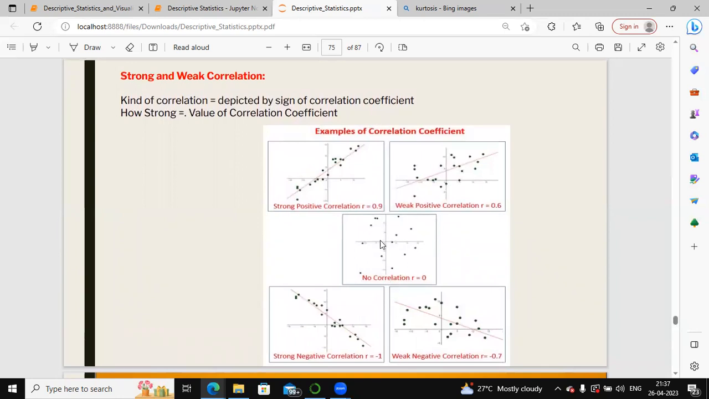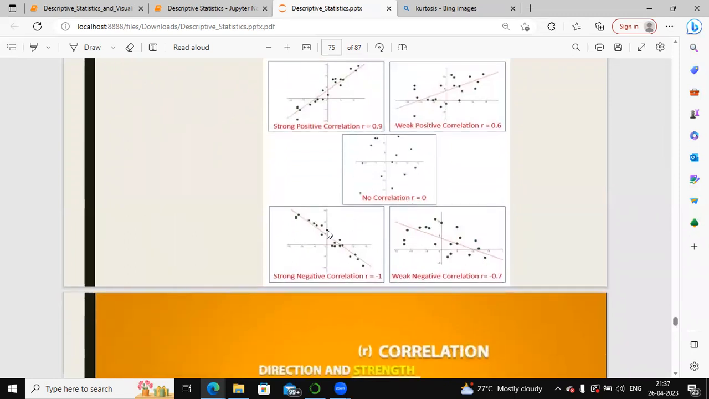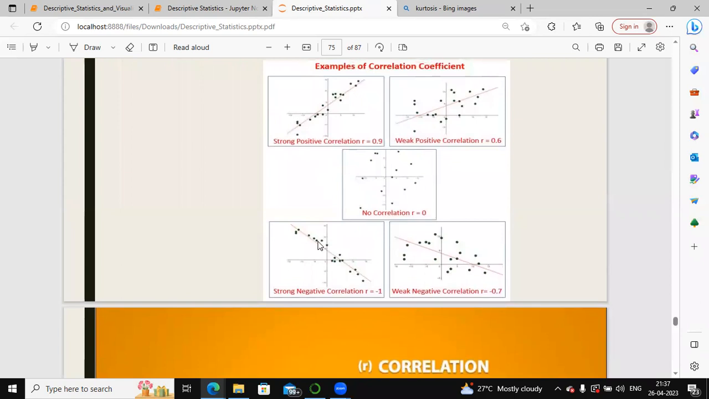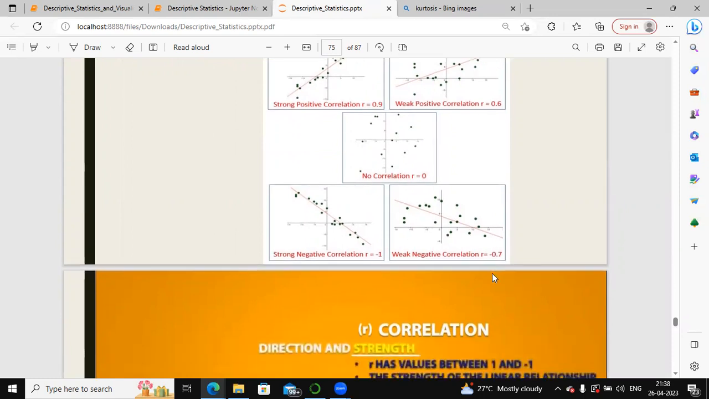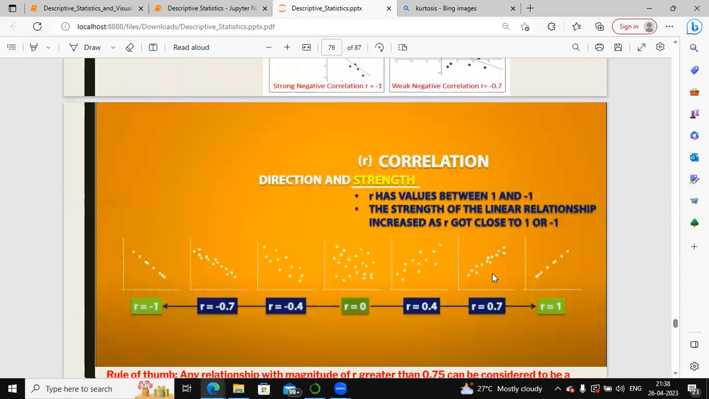And now we can see there is no correlation here. You can't draw a linear line that covers most of the points in our data set. So this is no correlation. This is negative correlation, it is having a negative slope, and this is weak negative correlation, which has a few data points that are passing through, and its slope is negative.